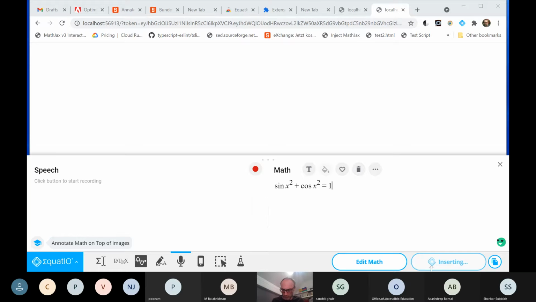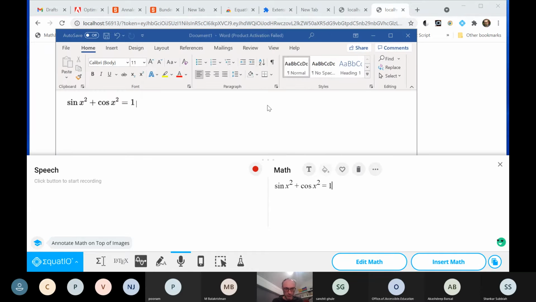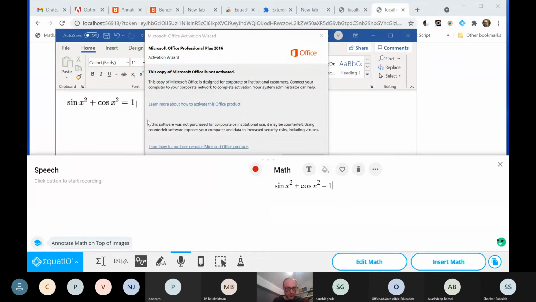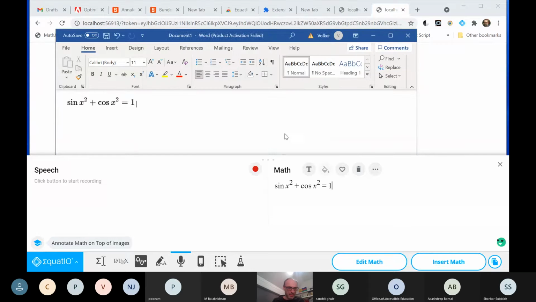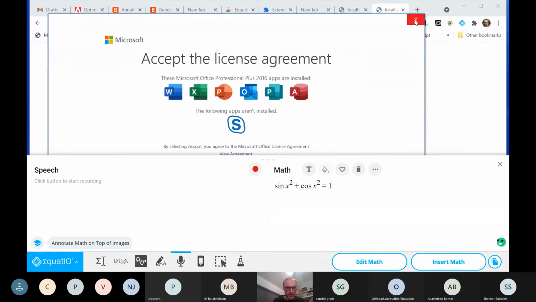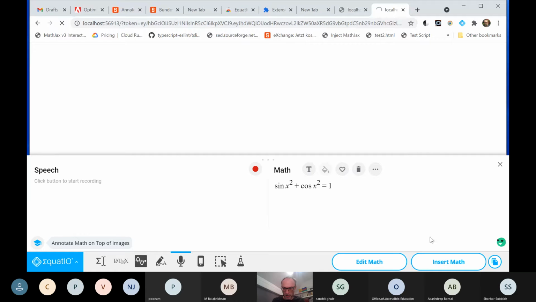We can now use that and insert it somewhere we want. Obviously we can't really insert it in any of these pages here, but if we had some document here, we could take this math. Oops, that's interesting. It automatically opens my Word and inserts it into Word. Go away, license agreement. Now it's gone, of course. Let's try it again. What happens?